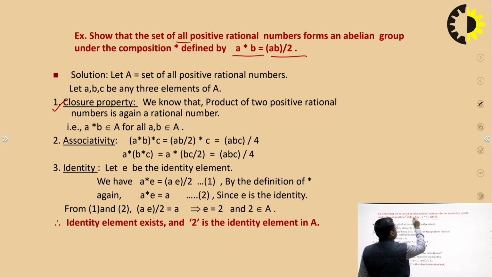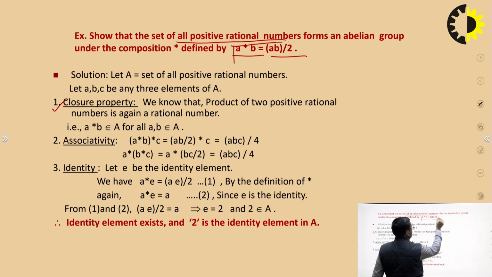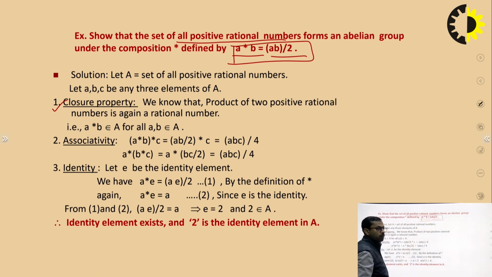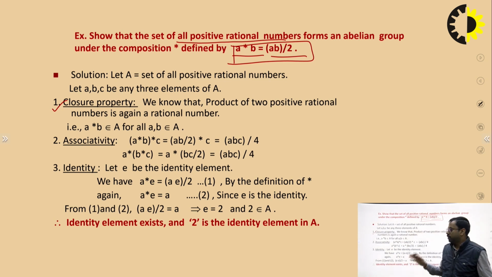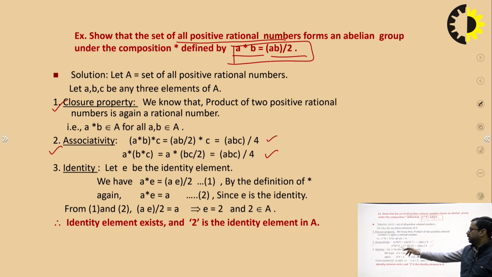Here in that case, we first check the closure property. When we take all positive rational numbers, then apply the operation a star b equal to ab upon 2, the resultant value will exist in the non-empty set, which satisfies the closure property. Second is the associative property. The order will not be changed, and the resultant value will be the same. So the associative property is also satisfied. And the next one is the identity element.